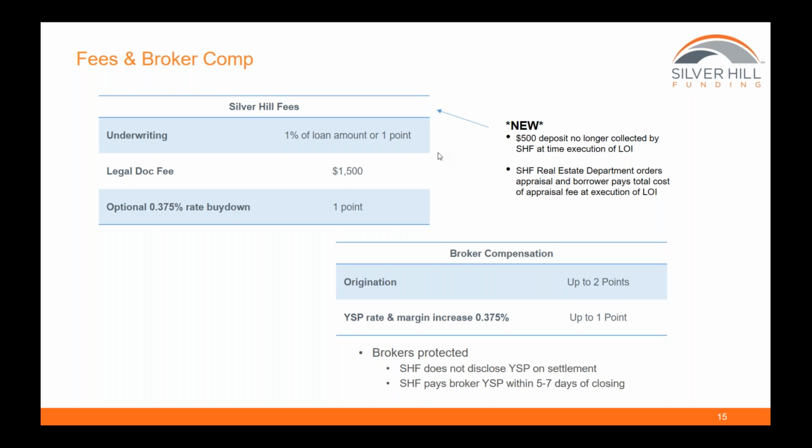Now, one thing that is different as far as our fees is our underwriting fee. It used to be $2,000. Now it's 1% of the loan. Some people might think, well, 1%, that's a lot. Really, when we look at what we were doing in the past 3 years, we were charging $2,000. Our average loan size was about $400,000, $500,000. So it ended up being about 50 basis points, or half a point.